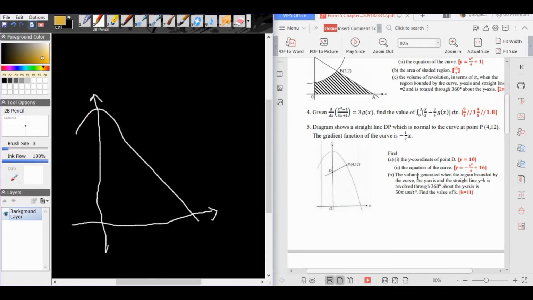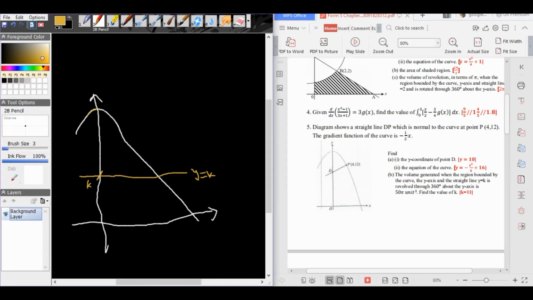B. The volume generated when the region bounded by the curve, the y-axis, and the straight line y equals to k is revolved through 360 degrees about the y-axis is 50 pi unit cube. Find the value of k. Okay, so we have a curve here, y-axis, and a straight line, y equals to k. But we do not know what is the value of k. Okay, this y-intercept is k.